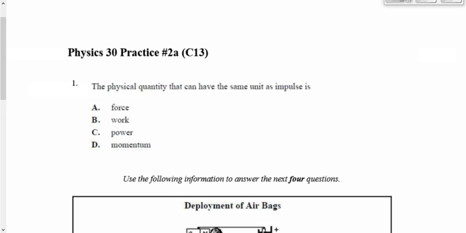All right, let's have a look at practice question set 2A. Question number 1 says the physical quantity that can have the same unit as impulse is what? Unit, by the way, means like what it's measured in, right?